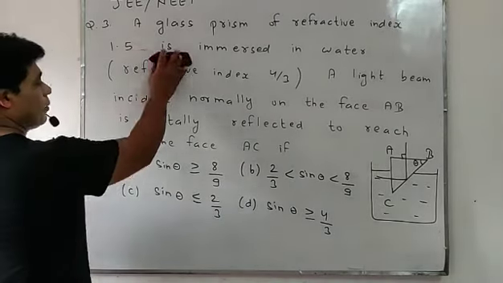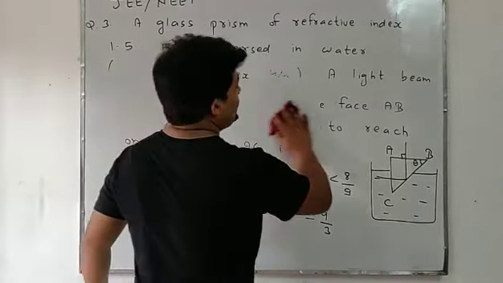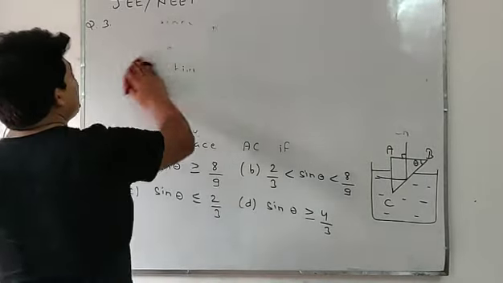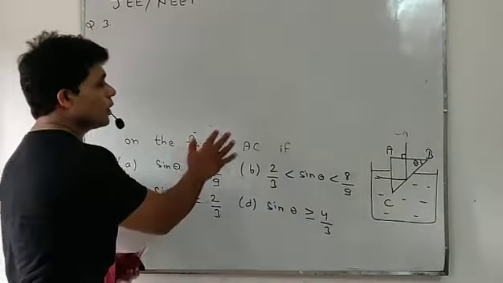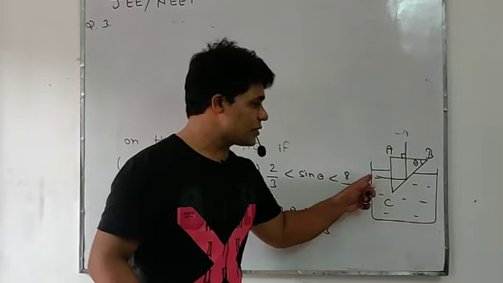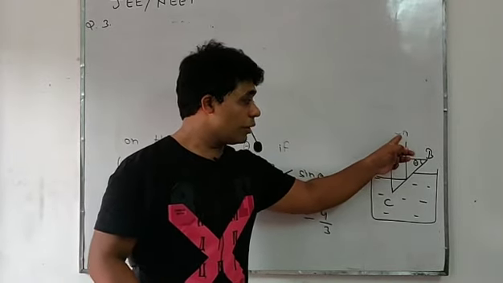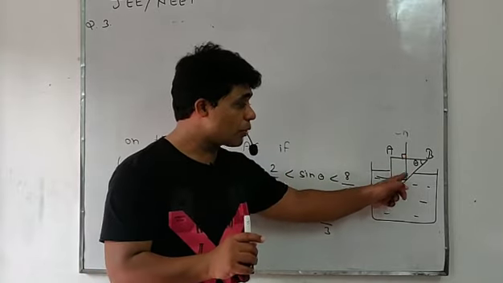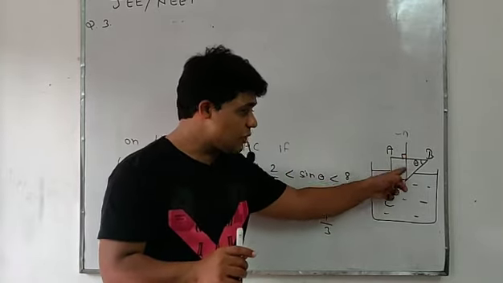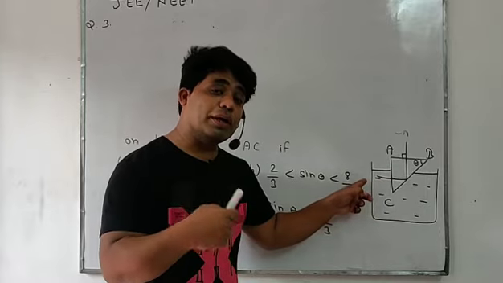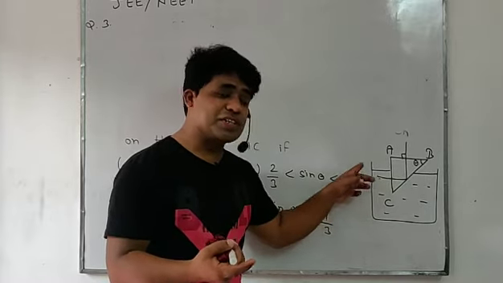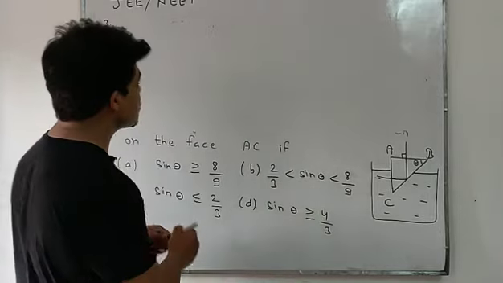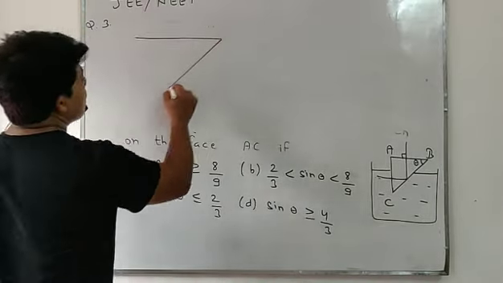I'm going to remove the question part. So we have to find the condition for TIR. What should be the angle of incidence so that the light suffers total reflection? It comes normal to AB, and it passes through to the surface AC, where it should be totally reflected. So for that we have to find the condition. We have to find the angle of incidence. Look at students, I'm going to draw the prism separately.